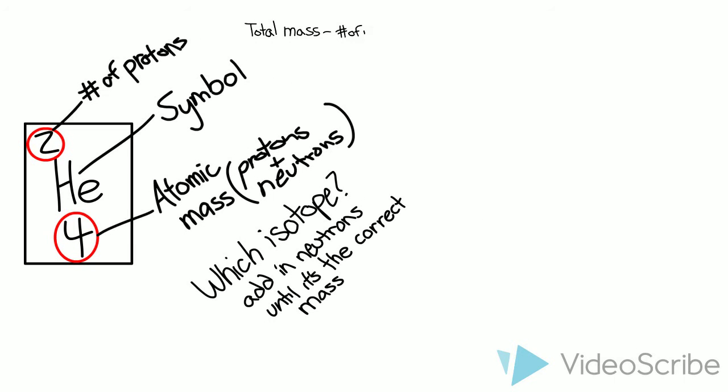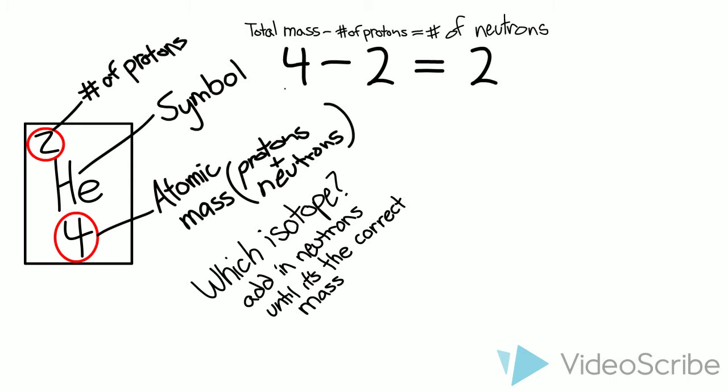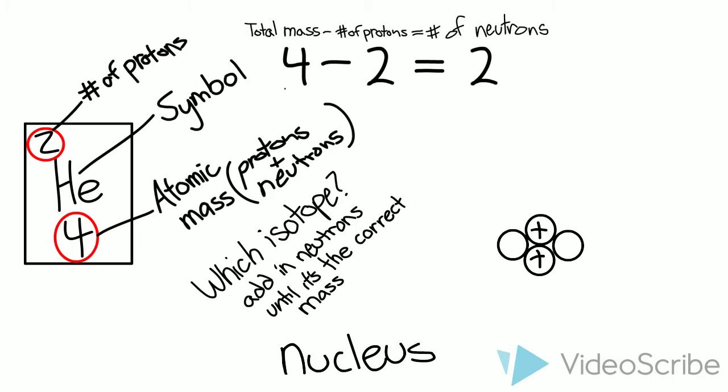With some simple math, we can calculate the number of protons and neutrons we need for our helium atom and start to draw its nucleus. We will use a plus to label protons because they have a positive charge, and an N for neutrons because they are neutral and have no charge.